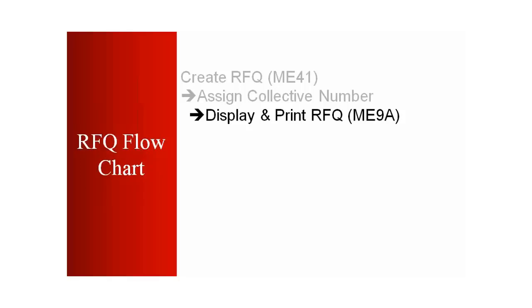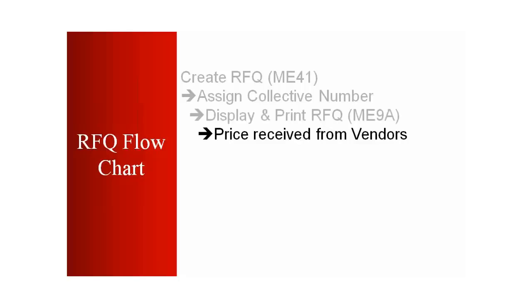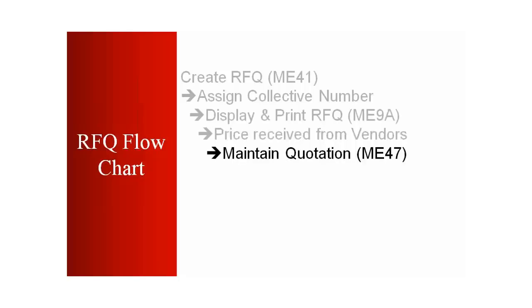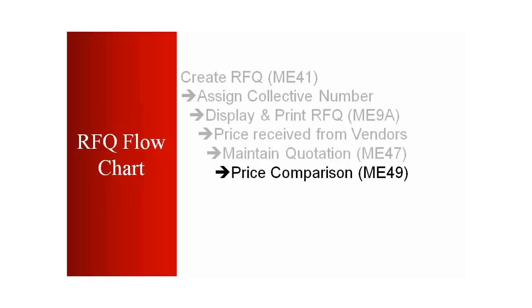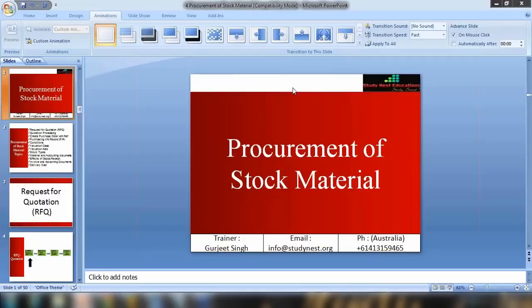Then suppose the vendor has sent us the price. So the price is received from the vendor, and then we'll maintain those prices in those quotations. Then we'll compare the price, whatever is received from the vendors. Then whatever is not good for us, the unwanted quotations, we'll reject them, and then we'll print a rejection letter in the system, and that's it. And whatever is good for us, finally we'll create a purchase order for that. So let's create these steps in the SAP system.